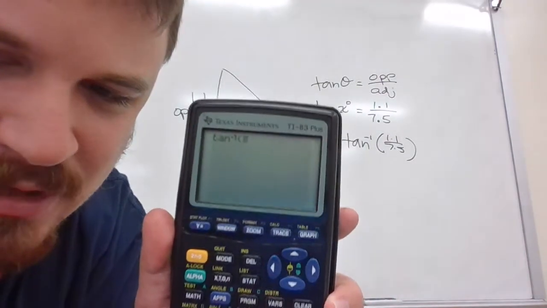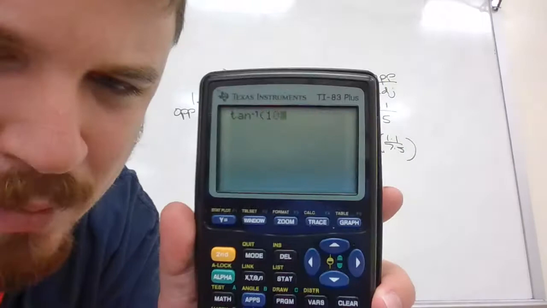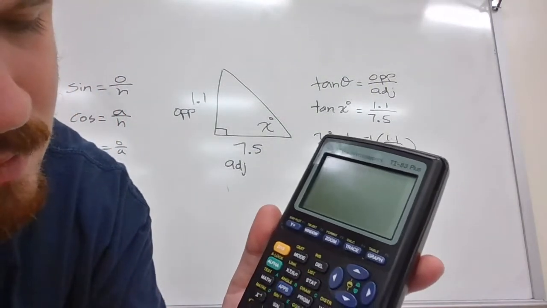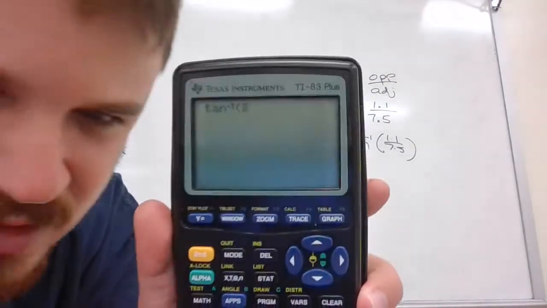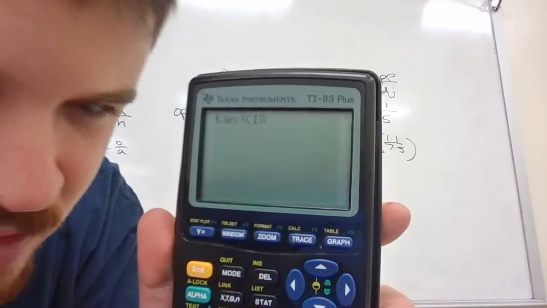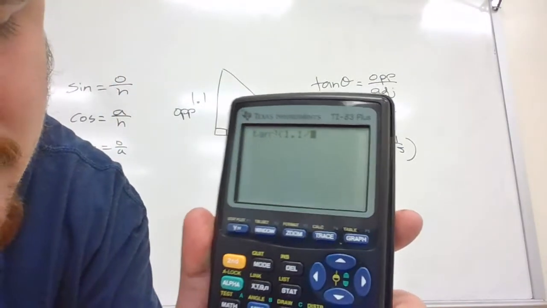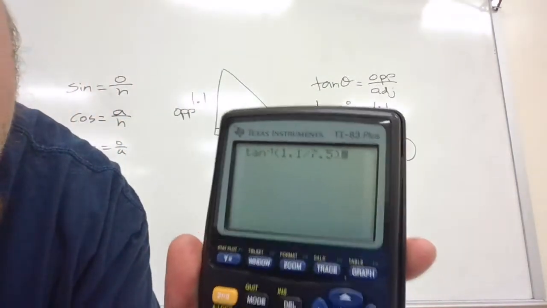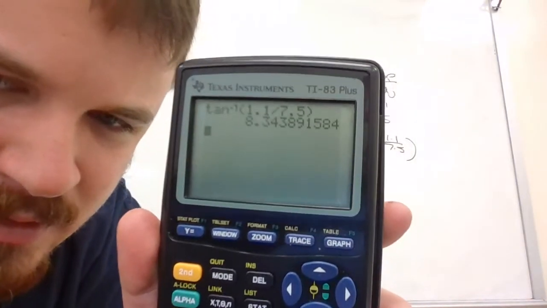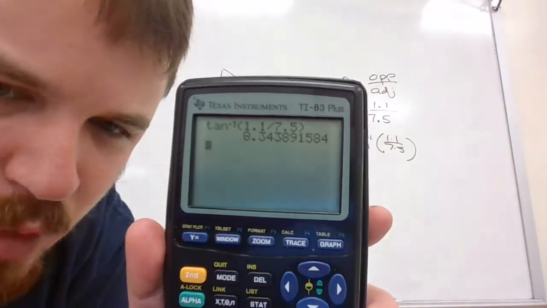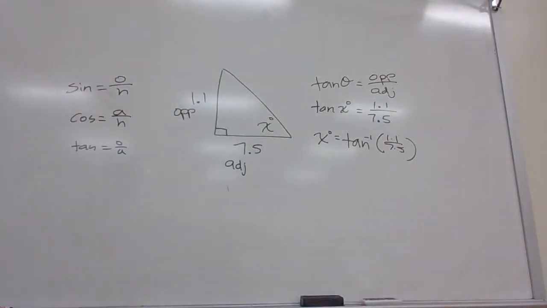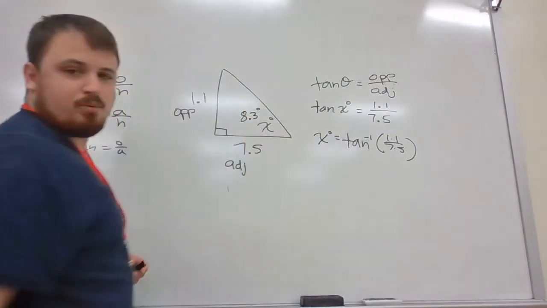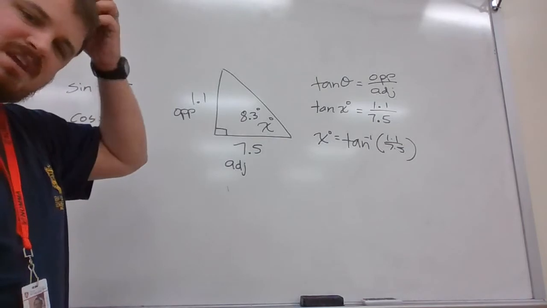Okay, so we're at tan inverse, and it's going to be 1.1. Okay, I messed up there. Tan inverse, and it's going to be 1.1 divided by 7.5, and we press enter. And we get 8.34, round it to the nearest tenth, so 8.3. 8.3 degrees. That's what our angle is. It's an 8.3 degree angle.